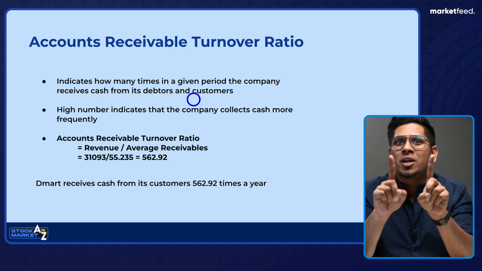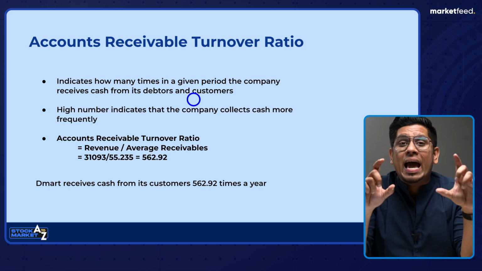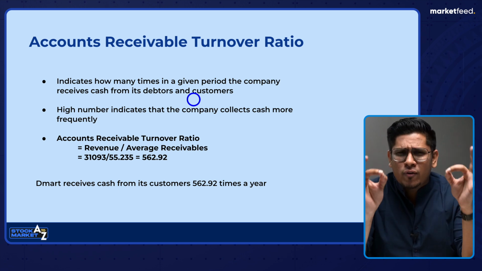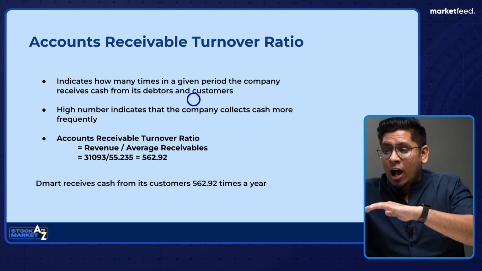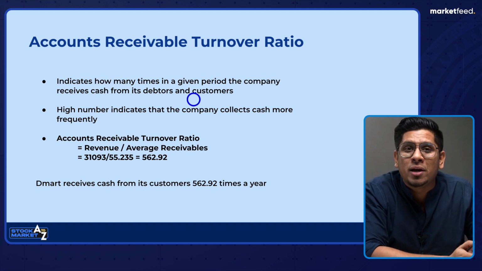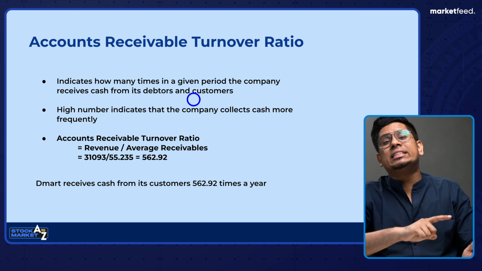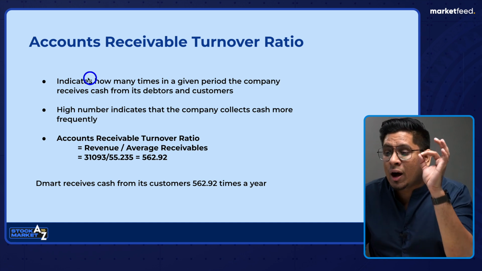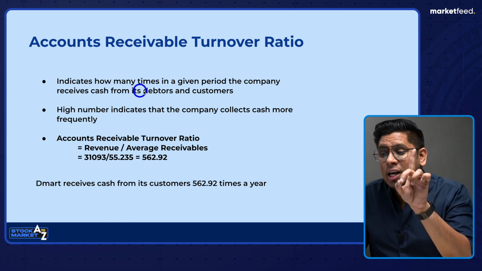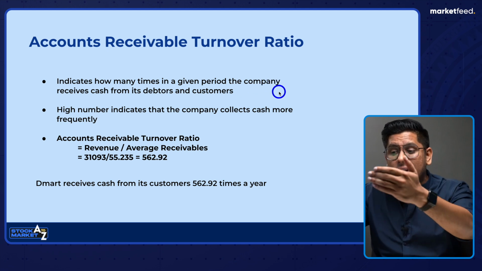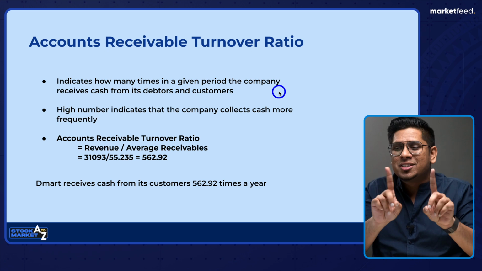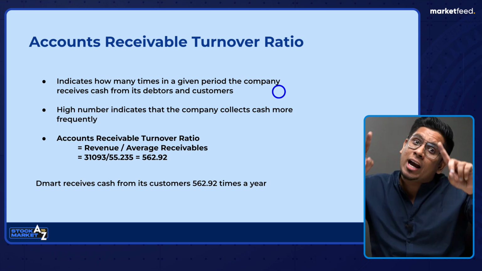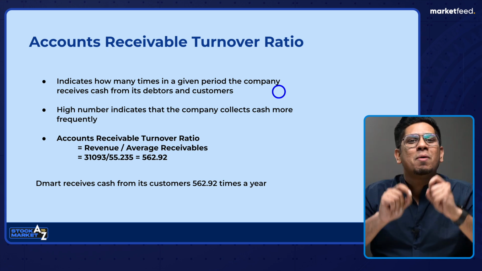Cash is not coming in, and we have already learned this, right? Cash is king. So it is always important to know how quickly cash is being replenished, how quickly the receivables are actually coming into the company, and that efficiency is what is being measured by accounts receivable turnover. Again, it indicates how many times in a given period the company receives actual cash from its debtors and customers. We don't want to see a lot of receivables on the balance sheet. We actually want to see cash in the bank account, right?